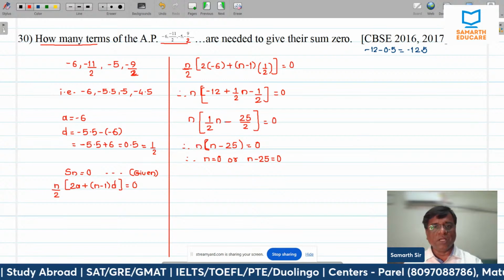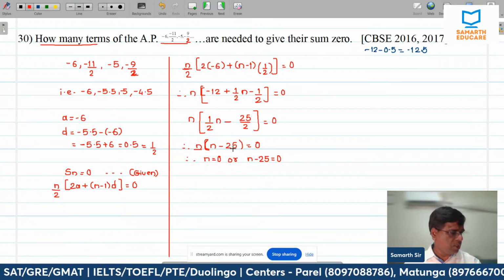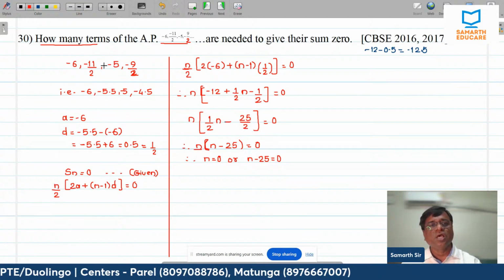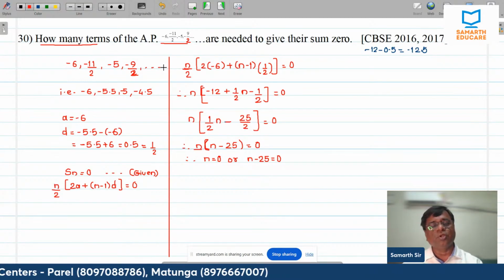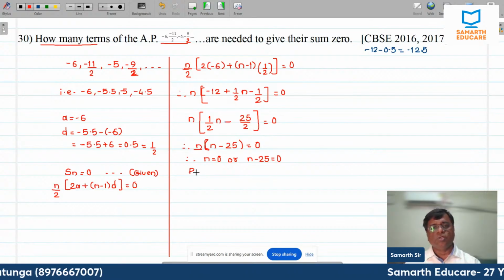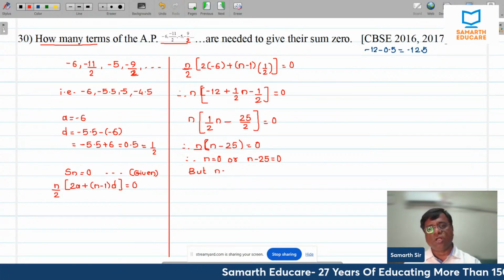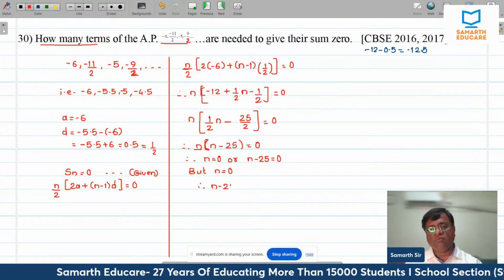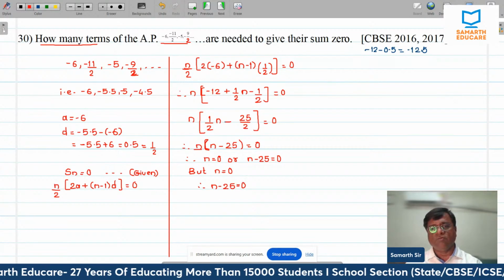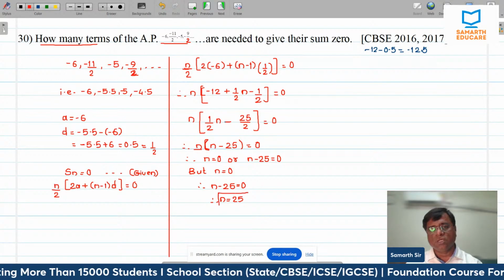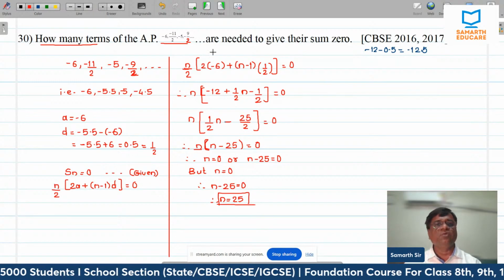तो अगर दोनों का मल्टीप्लीकेशन 0 है, या तो ये 0 होना जरूरी है या तो वो 0 होना जरूरी है. Definitely n will not be 0, because here we are given some sequence. So that means, n is not equal to 0 because we are given the sequence which has some terms. So n is not equal to 0. That means n minus 25 is equal to 0, and the value of n becomes 25 in this case. So the number of terms is equal to 25.